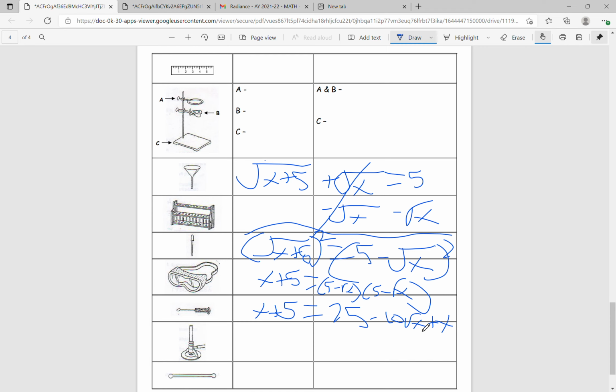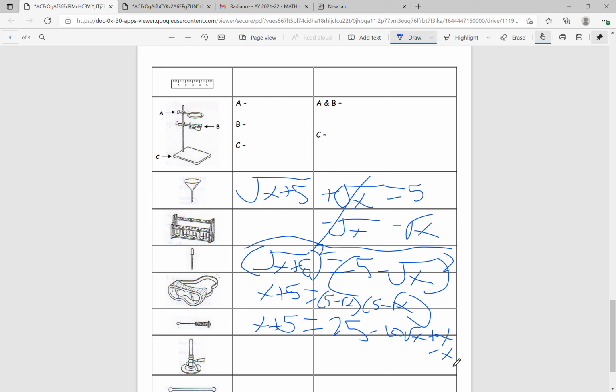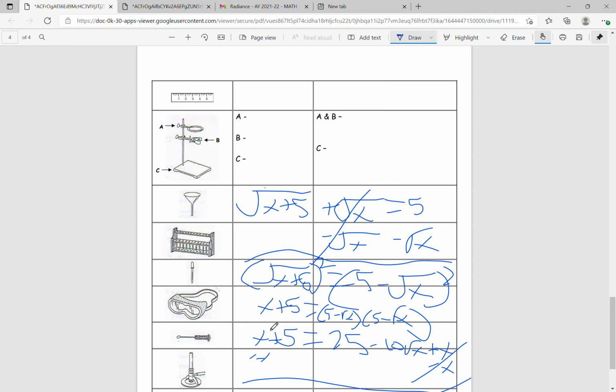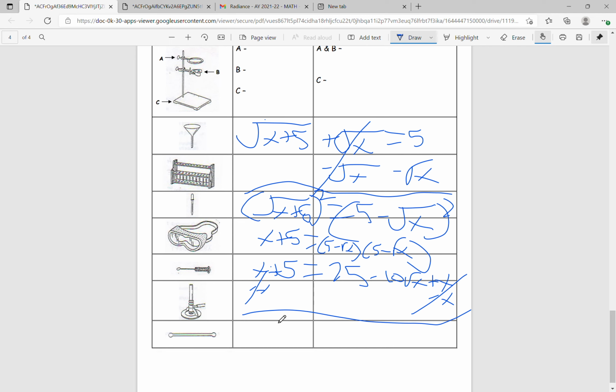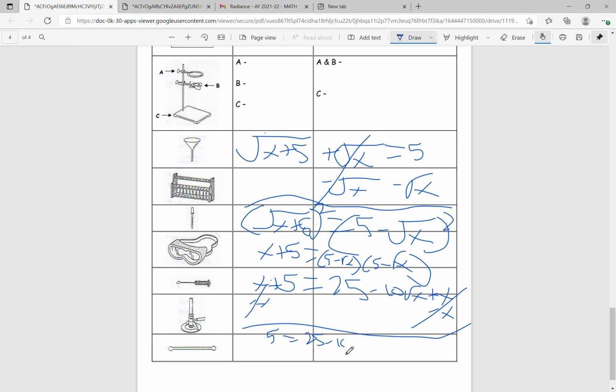Now what I recommend doing is subtracting both sides by x. That way this will cancel, and this will also cancel. We get the constant 5 is equal to 25 minus 10 times the square root of x.